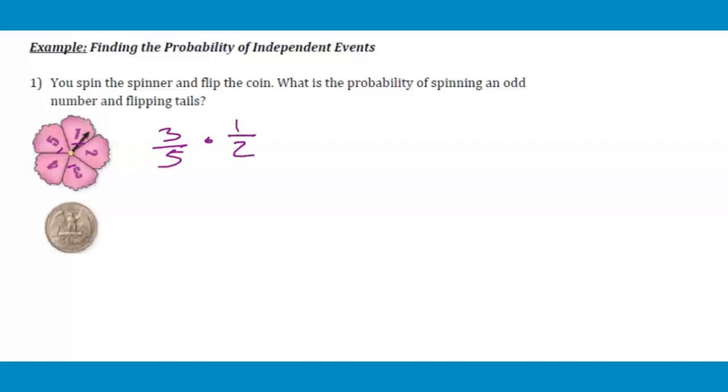Now I'm going to multiply these. Remember, multiplying fractions or ratios, numerator times numerator, that gives me 3. Denominator times denominator, that gives me 10. That's all there is to this. These are independent events because the spinner had no effect on the number of outcomes on my second event. I still had 2 outcomes on that coin. It had no effect.